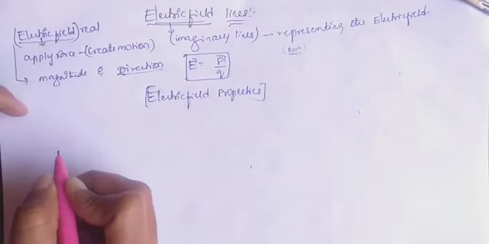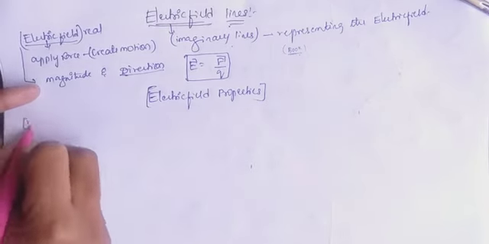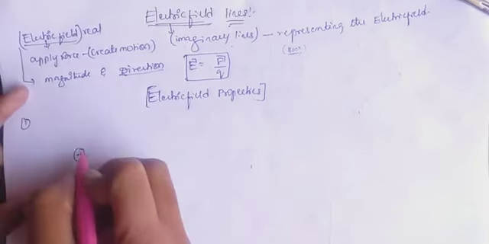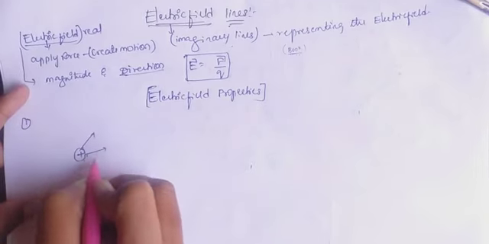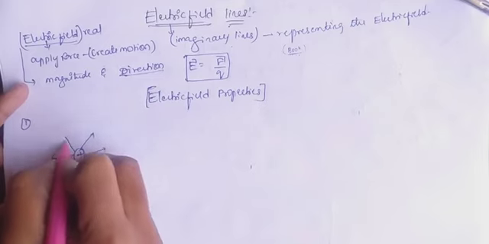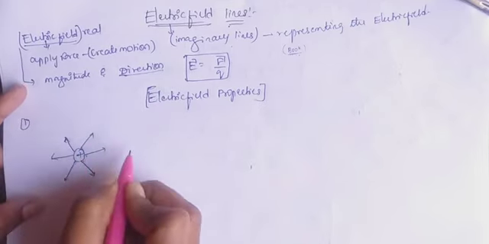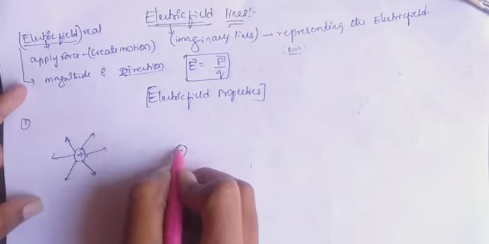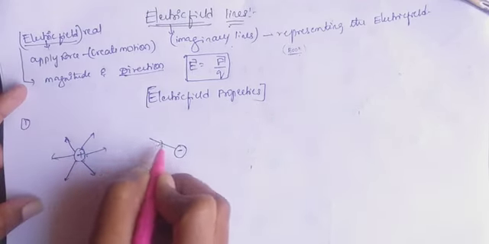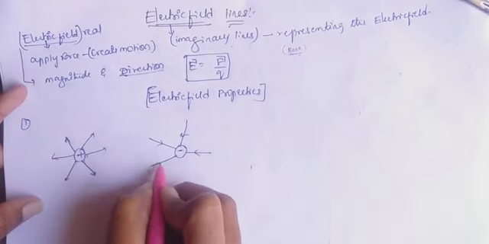Whenever we place a positive charge, the first point is that the electric field lines are always directed away from it, radially away from the charge. If we place a negative charge, the electric field lines are always towards the charge. That means they are radially inward.